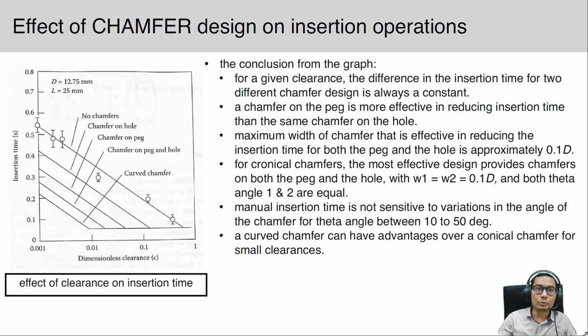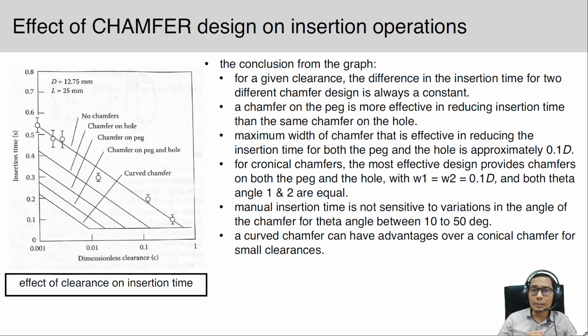Okay, so this graph shows the insertion times against the dimensionless clearance, the effect of the clearance on the insertion times. So you can see here the effects of clearance for a design with no chamfers, chamfer on hole, chamfer on peg and hole, and also a curved chamfer. So the conclusions from this graph are, for a given clearance, the difference in the insertion time for two different chamfer designs is always a constant.